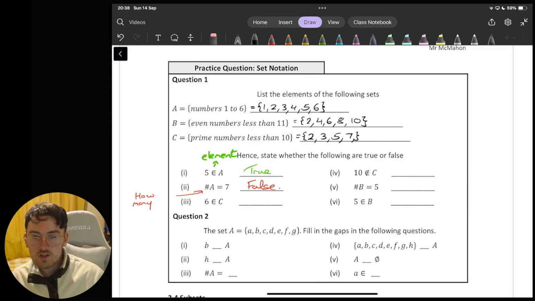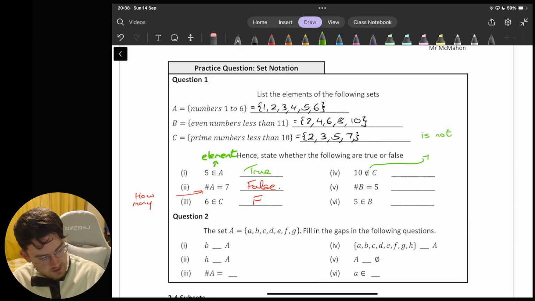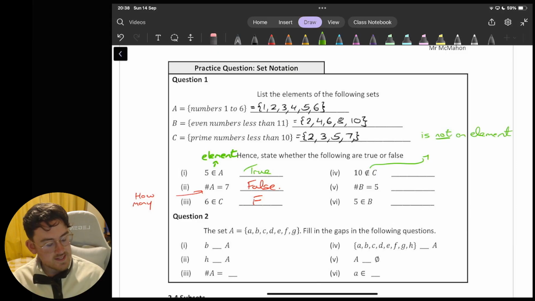The next one here, another element symbol. 6 is an element of C. That just means is 6 in the set C? We look at set C there, 6 is not in it, so that one is going to be false also. The next one, 10, it's the same symbol as an element but with a line through it. So that means is not an element. So we read that out as 10 is not an element of C. 10 is not in the set C, and that does look to be true.